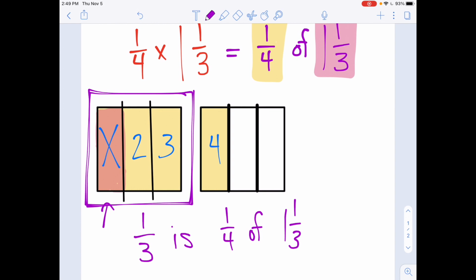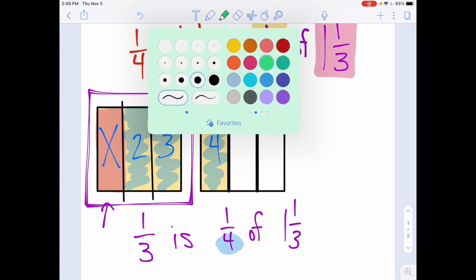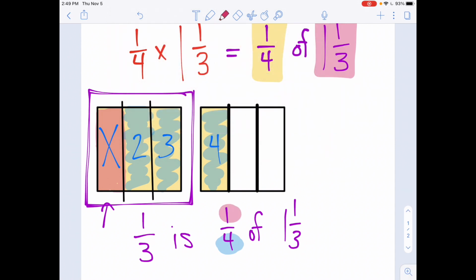But 1/3 is a fourth of 1 1/3 because, again, we had 4 parts. 1 is the red one, 2, 3, 4. We had 4 parts, and then I just counted one of them. That was the red X, and we would call that one a third of a whole. Okay, so if I wanted to do this without a picture, what would I need to do?